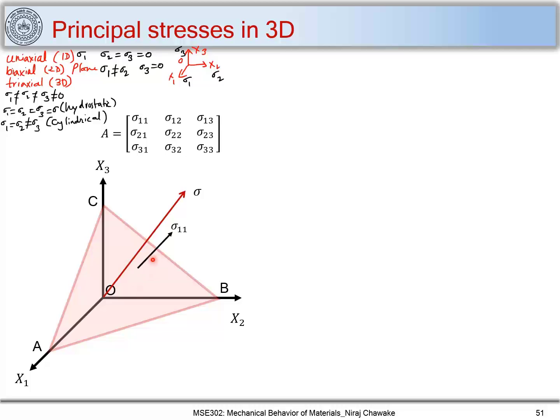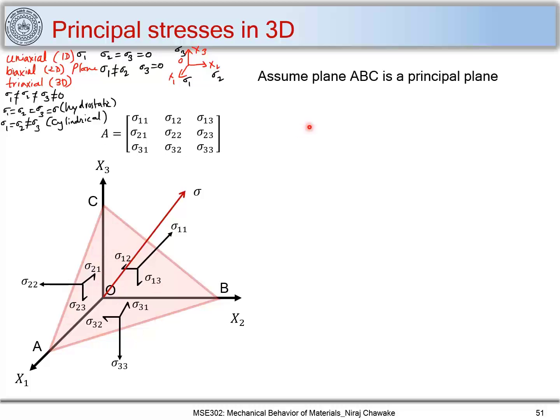How do I do that? Let's say sigma 11 is the normal stress, perpendicular to plane 1, acting along the x1 direction. I have a shear stress acting on plane 1 along the x3 direction, so this will be sigma 13, and a shear stress acting on plane 1 along the x2 direction, so this becomes sigma 12. Similarly, I can write out 2 shear stresses and 1 normal stress on each of the other planes. So in all I have 9 components of stress, 3 normal stresses and 6 shear stresses on these 3 orthogonal planes.